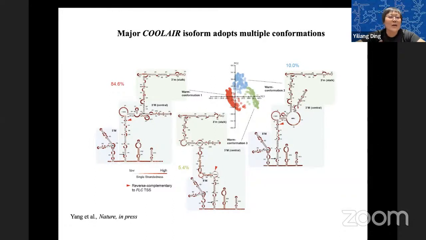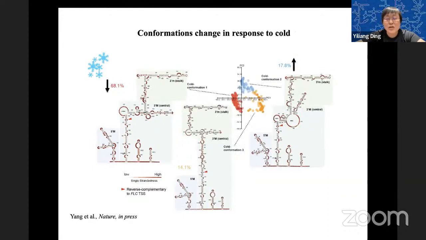Since we know COOLAIR functions in cold treatment, we treated the plant with cold, and we can see the structure conformations change in response to cold in two ways. One way is a change in the proportion of conformations: one has a reduced percentage of the RNA population, while another increases in proportion. Interestingly, we also observe a brand new cold-specific RNA structure conformation of a COOLAIR isoform, which is different from the previous warm condition.